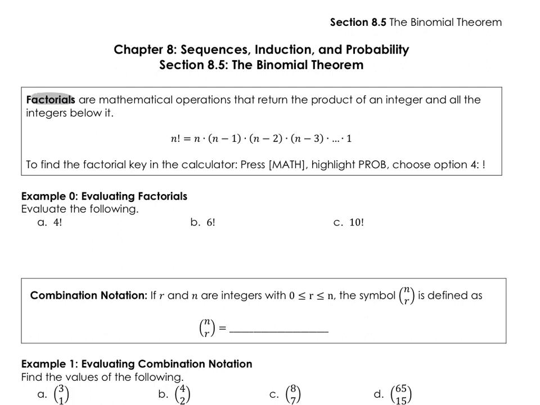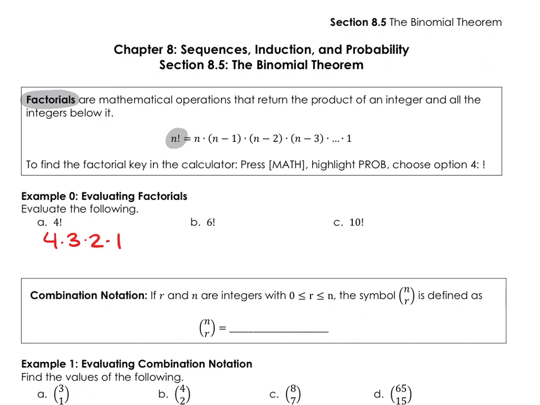Factorials, which is our first word for today, are mathematical operations that return the product of an integer and all of the integers below it. So the formula, which is confusing to read, says n exclamation point, which means n factorial, is equal to n times n minus 1 times n minus 2 times n minus 3, continued on until you're multiplying by 1. So for example, if we were evaluating 4 factorial, you would do 4 times 3 times 2 times 1. All of the numbers less than 4, you're multiplying together.